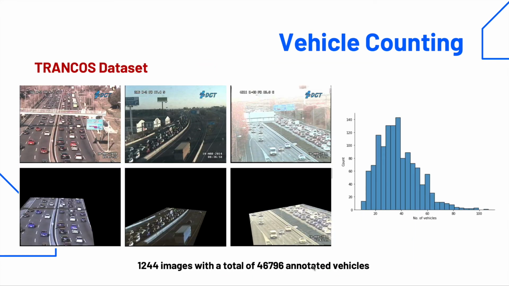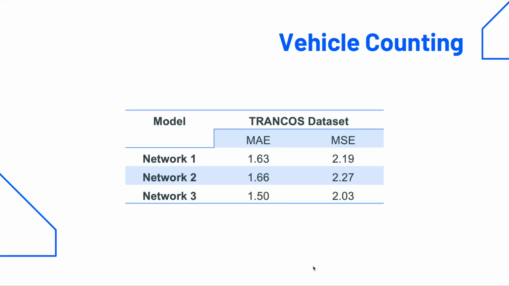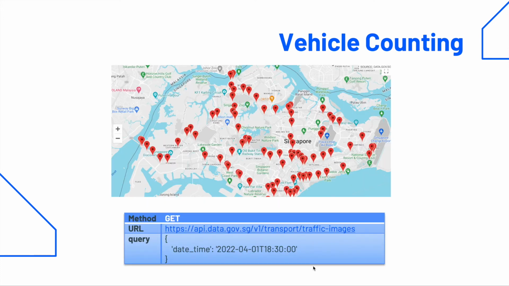Moving on to the second use case, vehicle counting. The popular TRANCOS dataset is used. A mask is also provided to segment foreground and background. Sample images and the count distribution are shown here. The three proposed architectures continue to produce exceptional results. With reference to MAE, across all the test images in TRANCOS, on average, the model count only differs by 1 to 2 vehicles as compared to the ground truth count.